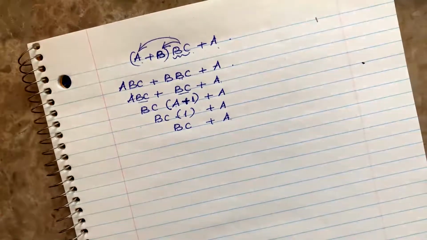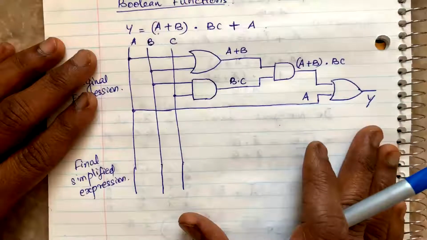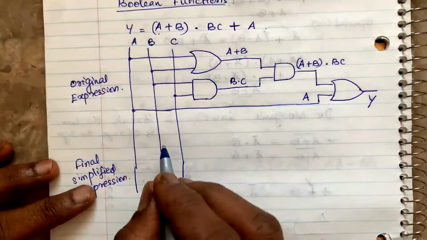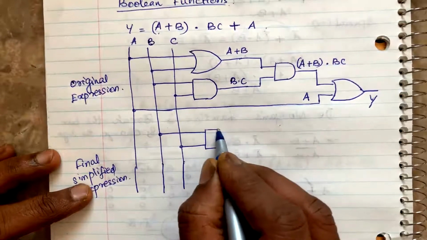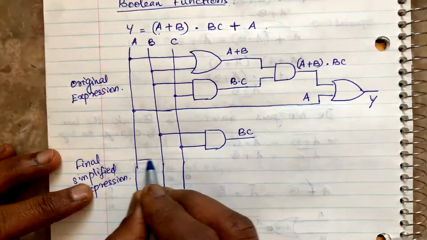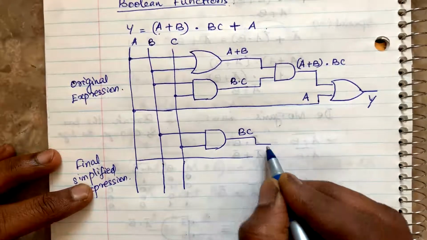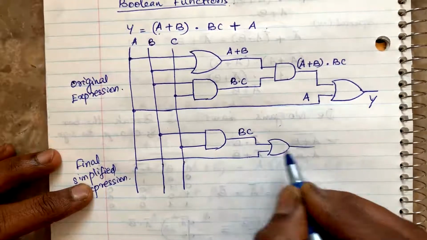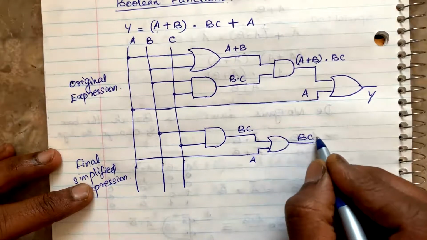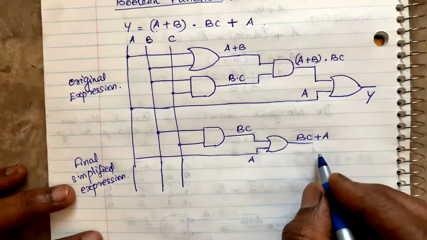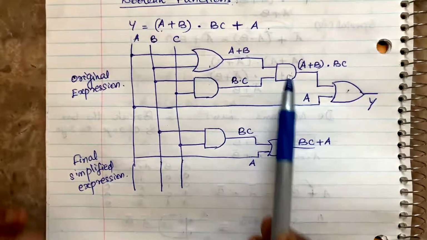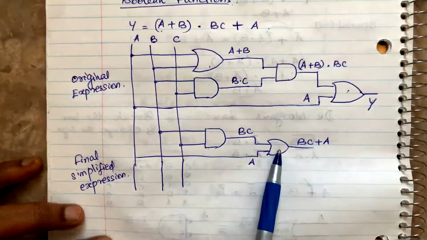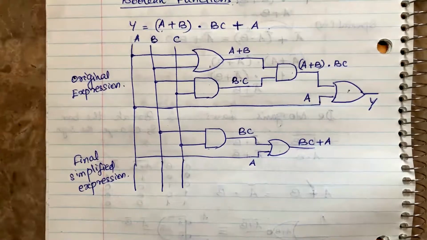Okay, hope you understood. And I'm going back to draw the logic circuit for the simplified expression, which is BC plus A. So BC is here, A is here. This becomes BC plus A. So this is the simplified expression. Now the original expression required 2 OR gates and 2 AND gates, which could be obtained by just using one AND gate and one OR gate. So this is how simplification helps in reducing the hardware.